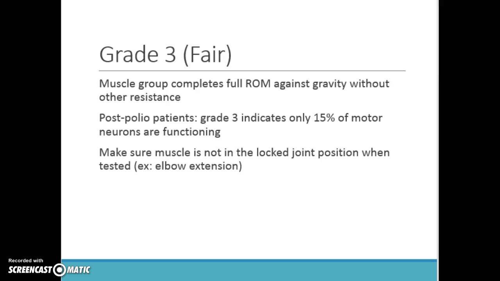For example, when you measure elbow extension, don't allow the elbow to be locked into complete extension. And when you measure knee extension, do not allow the knee to be locked in complete extension when you test the muscle.